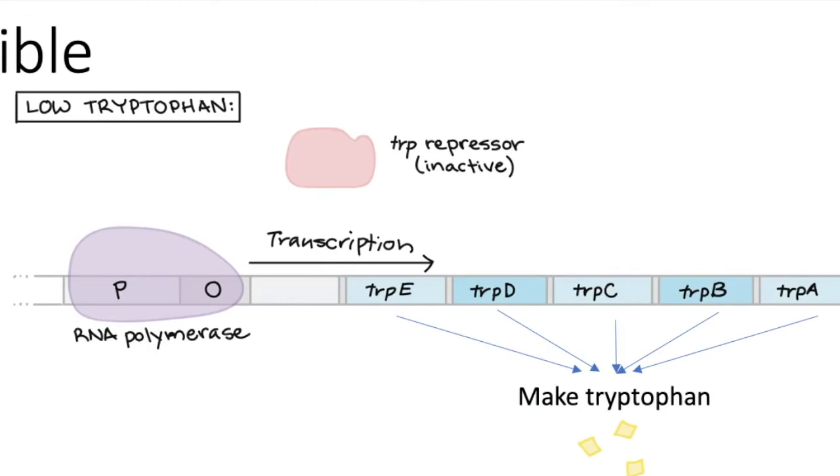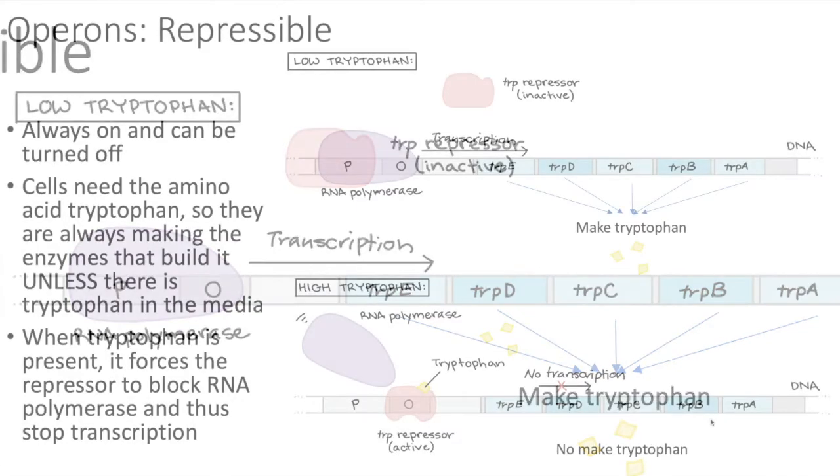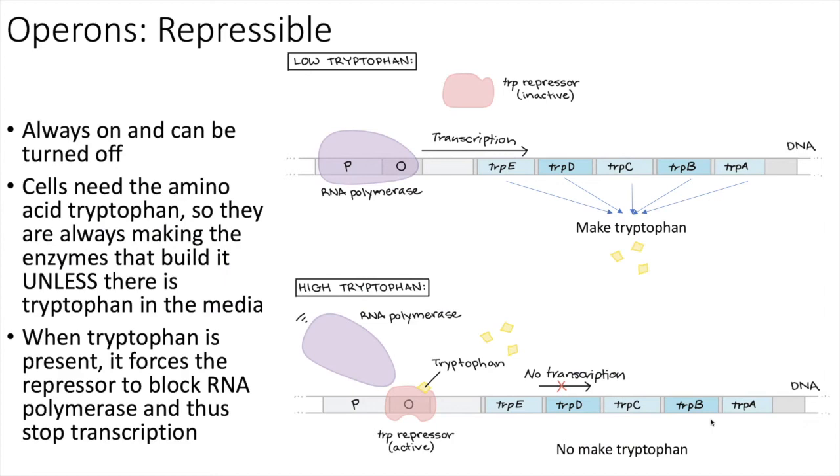But it is a repressible operon. These genes can be turned off because, for instance, let's say that your bacteria goes and hangs out somewhere where there's lots of tryptophan in the media. Well, if there's lots of tryptophan around, why would I waste my time making the enzymes that make tryptophan? I have a bunch of it sitting around already. And so I need to turn that off. And we use what's called a repressor.